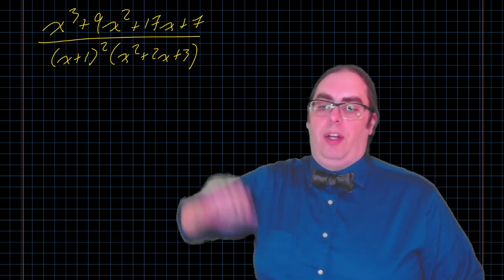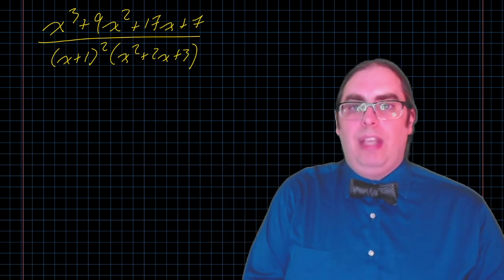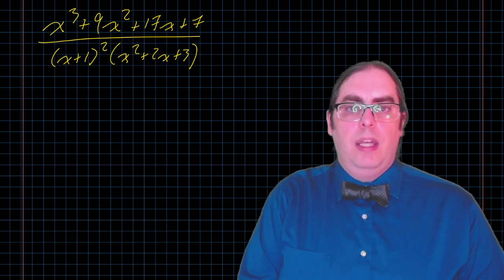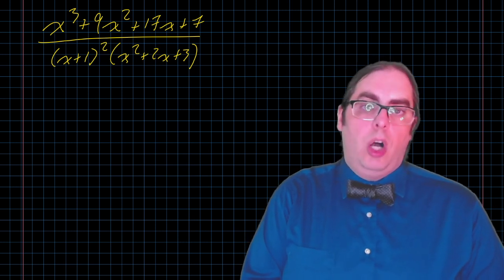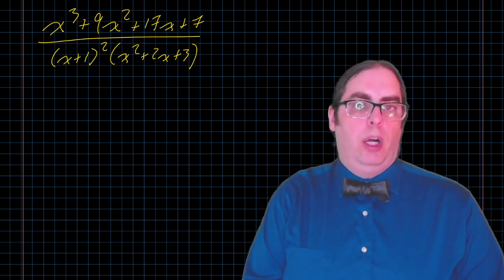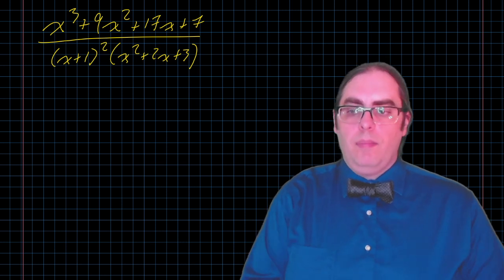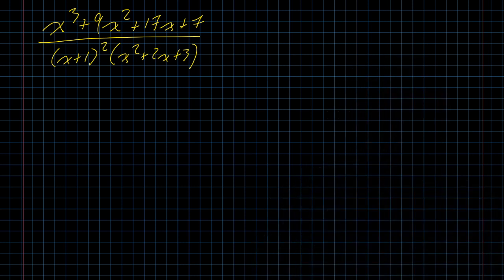The other factor, x plus 1, is a repeated factor. The fact that it's repeated also makes things a little bit more complicated. So to deal with these things, those are still going to be the only denominators we get. We're going to have x plus 1, the whole thing squared.